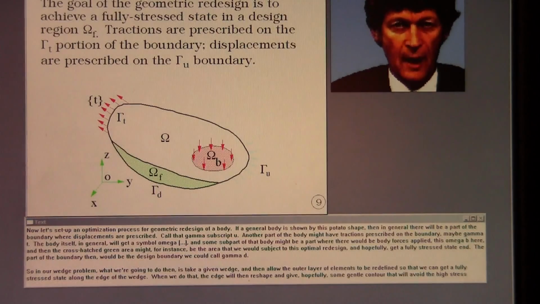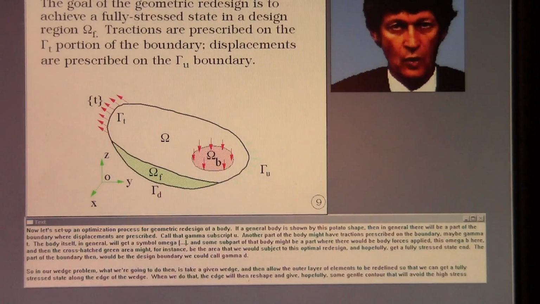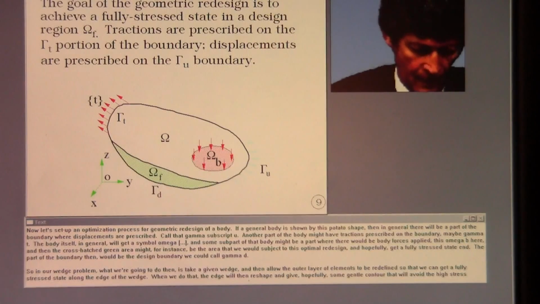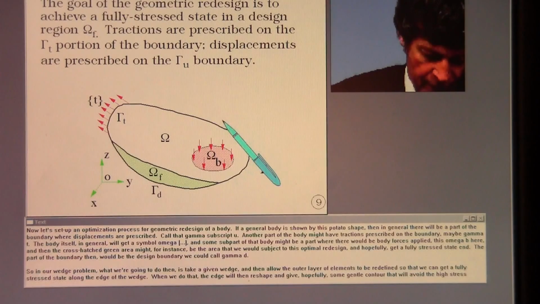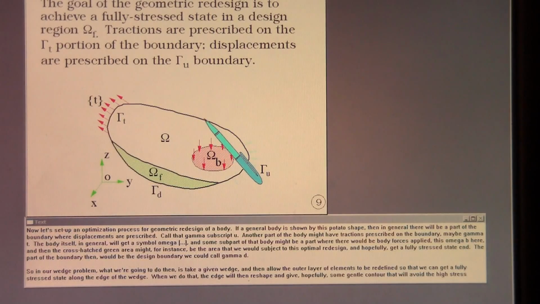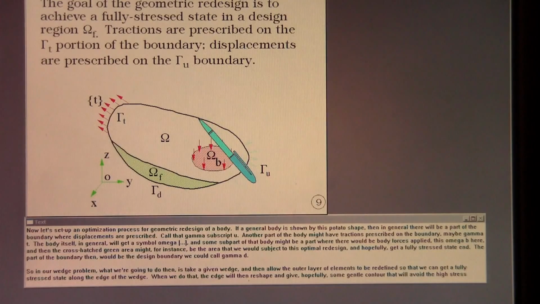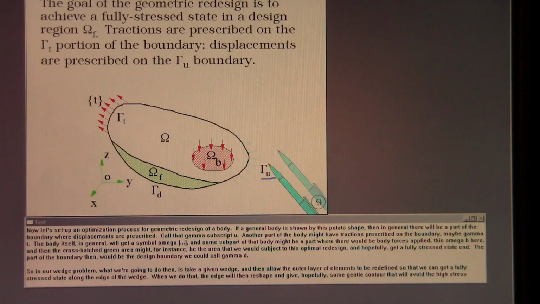Now let's set up an optimization process for geometric redesign of a body. If a general body is shown by this potato shape, then in general there will be a part of the boundary where displacements are prescribed. Call that gamma subscript u. Another part of the body might have tractions prescribed on the boundary, and that'd be gamma t.